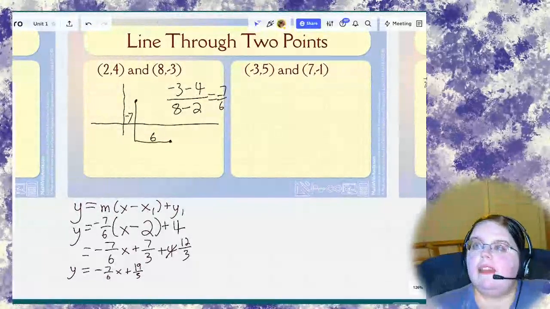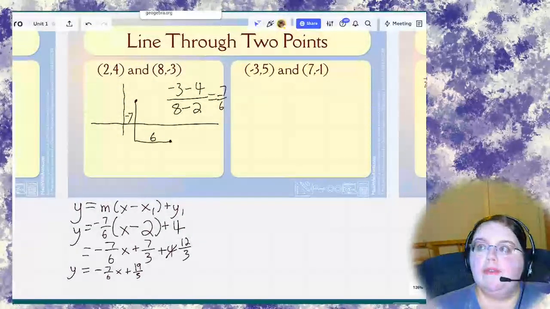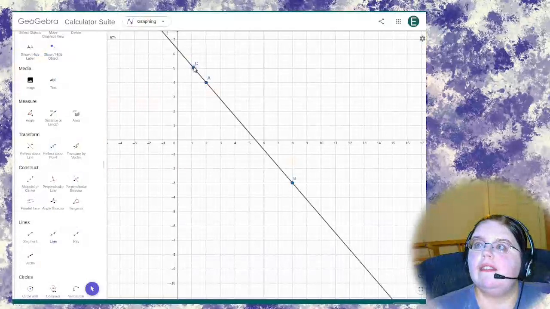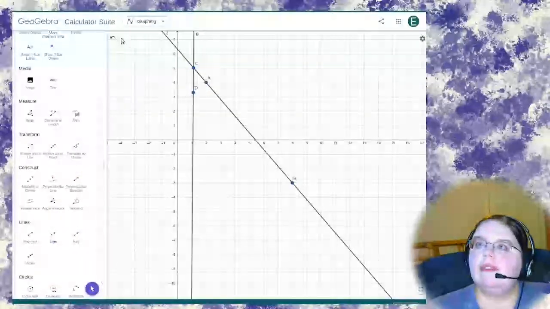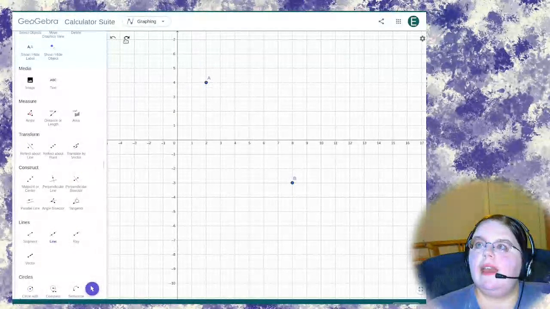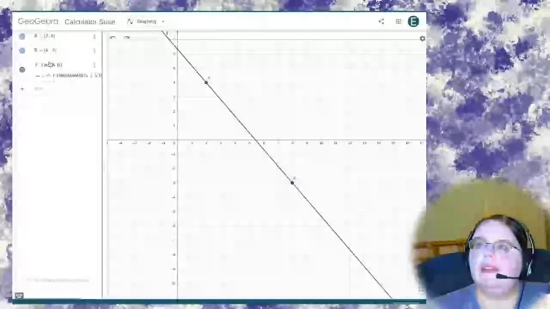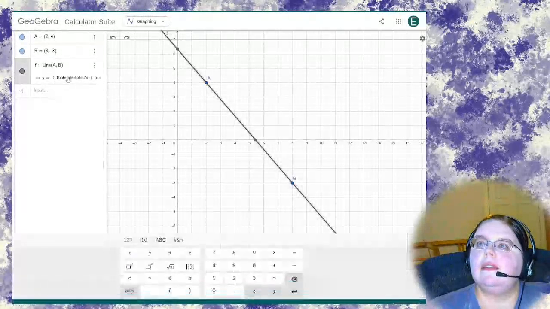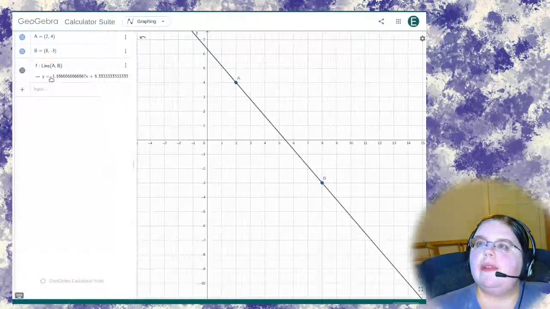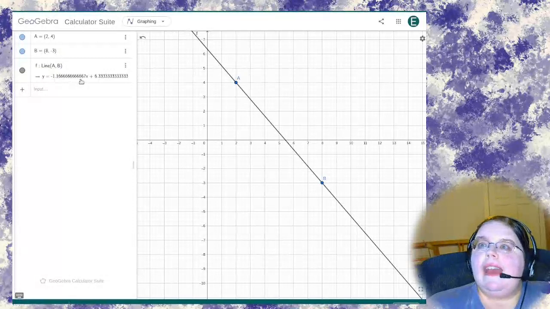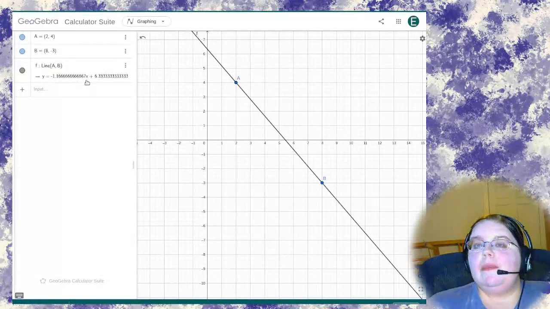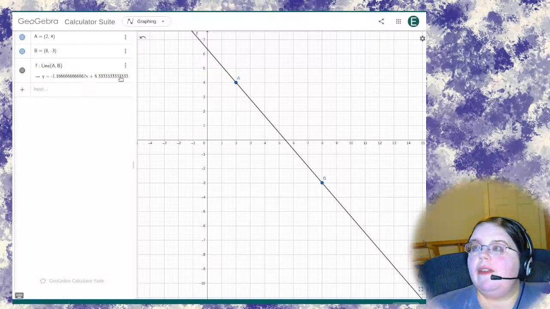Now let's just see if that's what GeoGebra got for this line through 2 points. Okay. So GeoGebra wrote it out in decimal, but yeah, it's the same numbers. You can grab a calculator and verify that they really are the same.